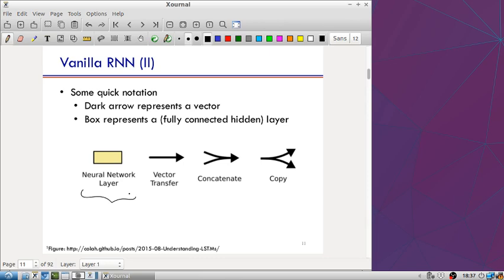A neural net layer is represented as a yellow box. A vector going from one box to another is represented as a line. This is going to be a concatenation operation, which means that if I have a vector 1, 2, and another vector 3, 4, then concatenation just gives 1, 2, 3, 4. And copy is just copy.